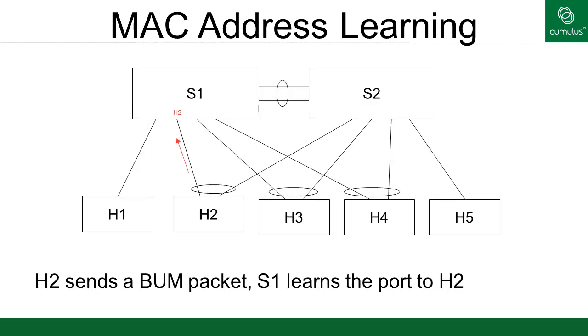So let's say that H2 again sends a bum packet up to switch S1. First, again, pick the left link. And so switch S1 is going to learn the destination H2 is on that port there. And I've marked that in the slide with a little red H2. So that any traffic that S1 receives destined to H2 will go down that port and doesn't have to be flooded. But what about S2?